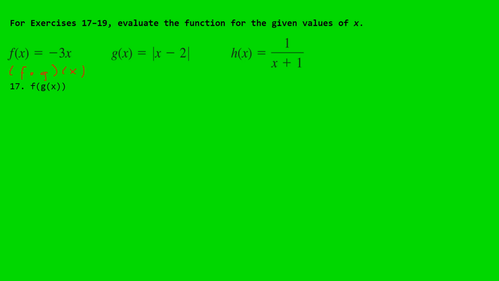Now the input is a function this time. So what is f of g of x? Well, f of anything is -3 times that thing. That's what f is. F is the multiply the input by -3 function. That's what f is. Well, what's the input? The input is g of x.